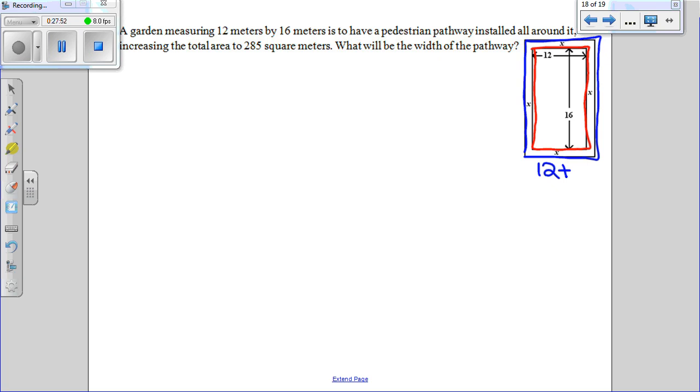The length of the garden is the same idea. There was 16, and then they increased it. But they increased it on both sides. So if they increased it on both sides, it's plus 2x. That's where the picture really helps on this one, is seeing that both sides got an increase.